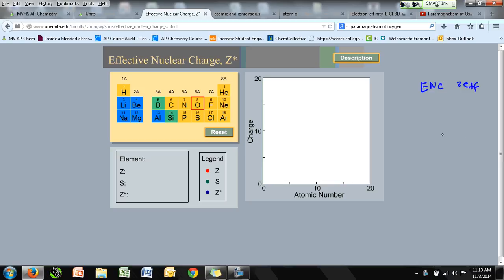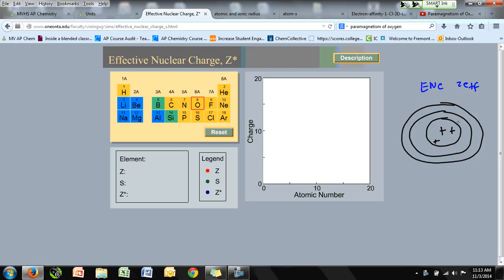So remember we talked about effective nuclear charge, ENC or Zeff, which we defined as the force that the outermost electrons experience from the nuclear protons. Let's say this is an atom with 3 protons and 3 electrons. There are 2 electrons in the first energy level and 1 electron in the second energy level. Let me just circle them to distinguish them. And this is the force of attraction that the protons exert on the outermost, or valence, electrons.